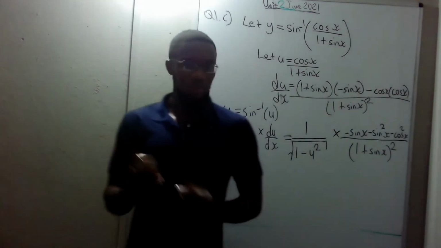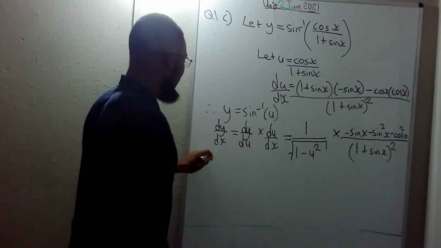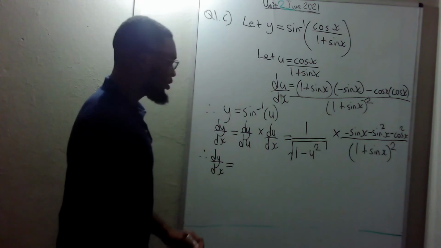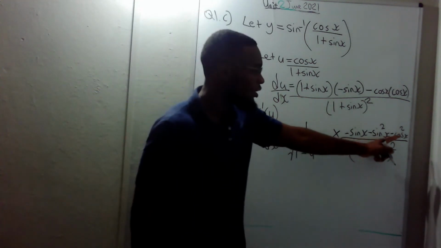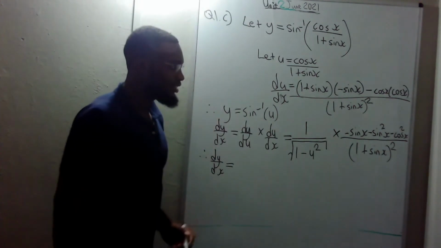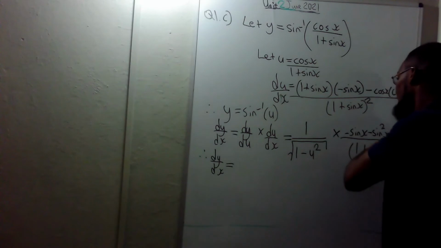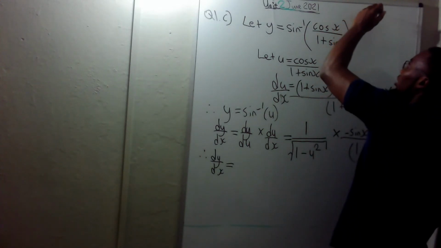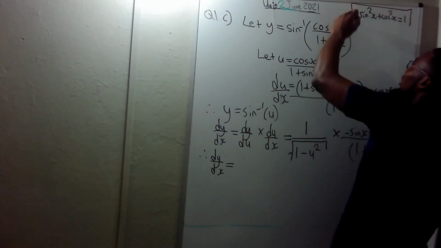That's what we have for dy dx. Now we can go ahead and simplify. Therefore, dy by dx is equal to, now look at this. This minus sine square minus cos square, that's negative 1. Minus sine square minus cos square is negative 1, because remember, sine square plus cos square is equal to 1.